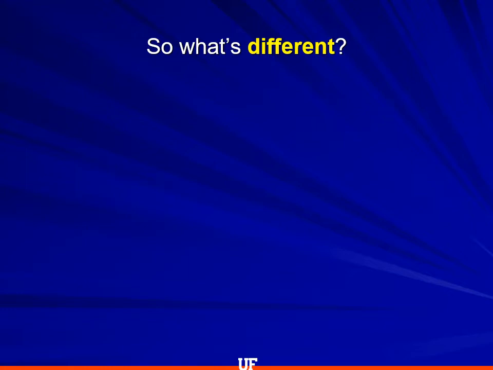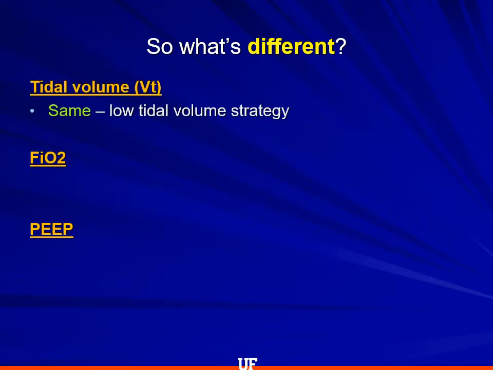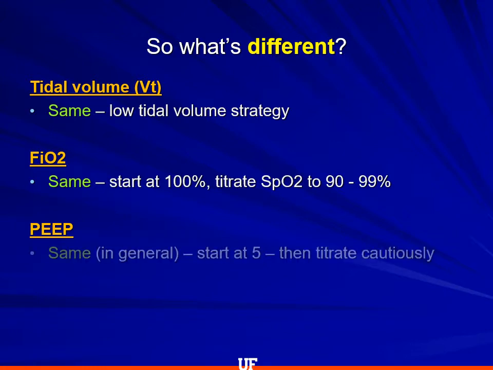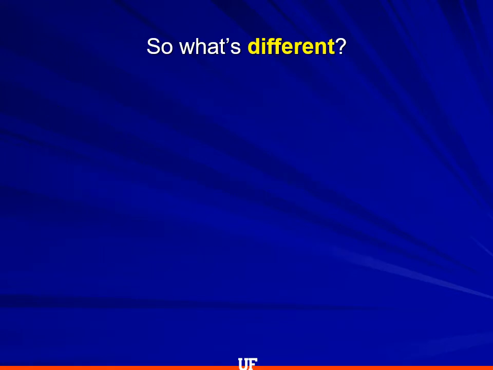Well, let's think about the 4 buttons. So in this obstruction group, what's different? Is tidal volume any different? Nope. Set it low and forget it. FiO2, same strategy. Start at 100%, titrate down to the 90s if you can. What about PEEP? Same general idea. Start at 5 and titrate to effect. That leaves us with just one button, respiratory rate.